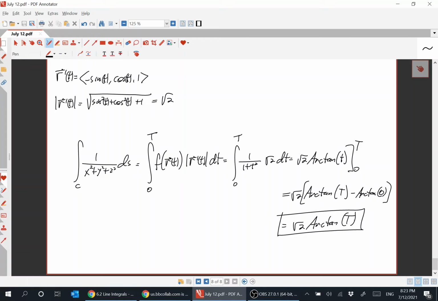So yeah, the value of this is quite small. Right, it's at most square root of 2 times pi over 2. Well, it's actually strictly less than square root of 2 times pi over 2.